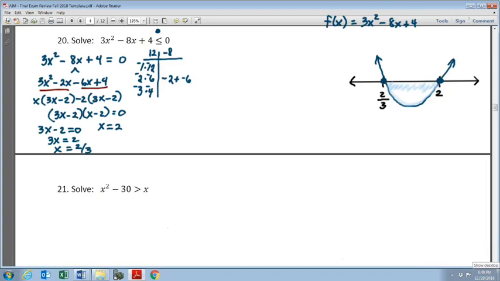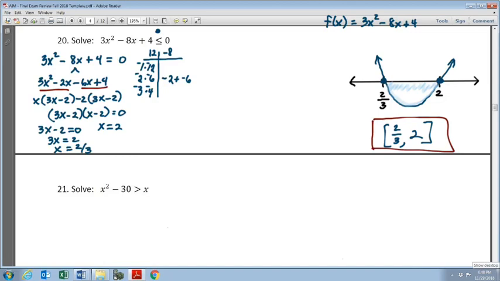And so when we write our answer, it's going to look like that: the interval from 2/3 to 2. Again, because we have the solid dots, because those points are where we're equal, and that's part of our solution, we are using the brackets on the ends. All right, so that's the graphing technique.